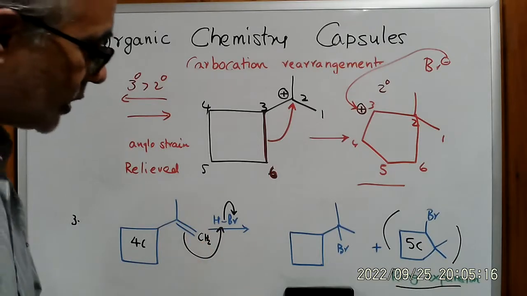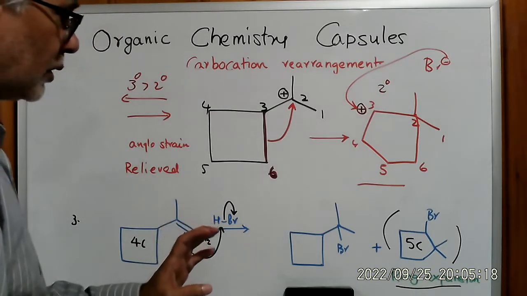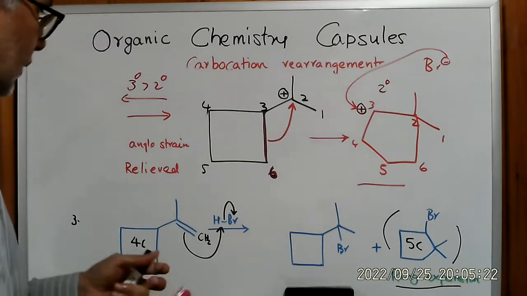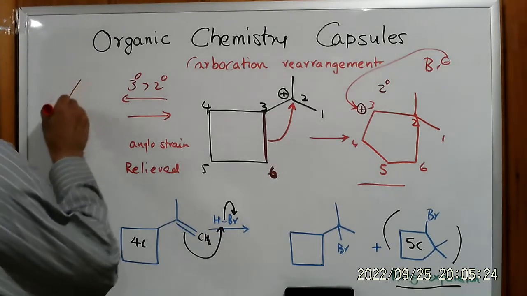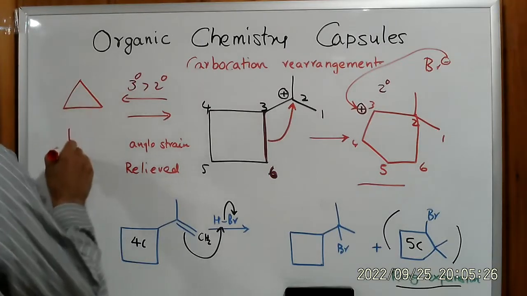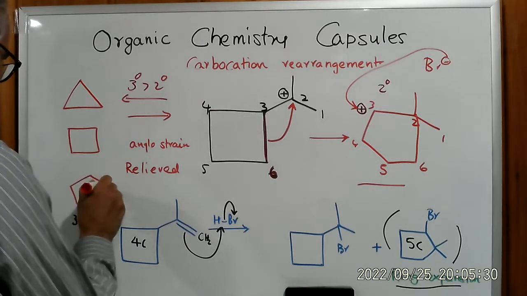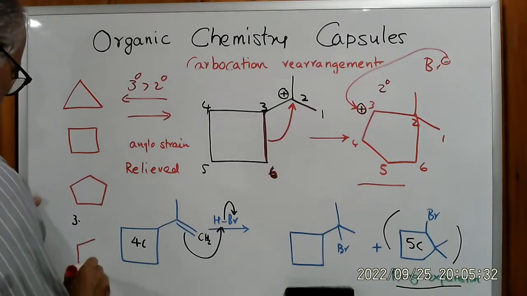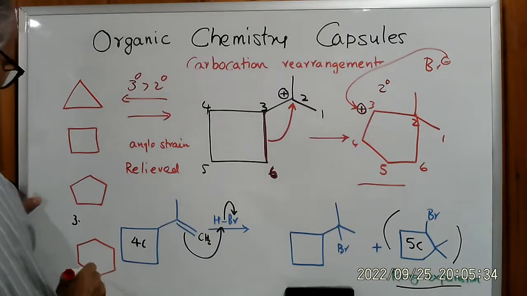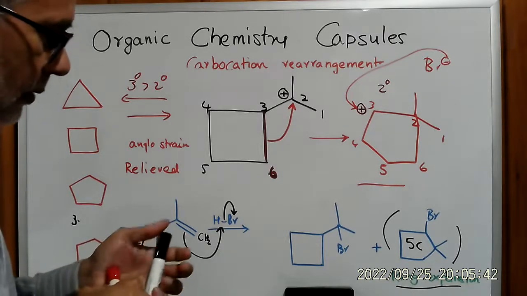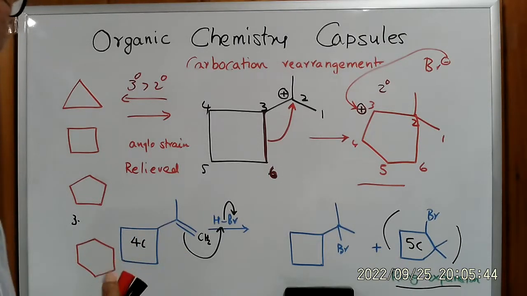In the next video, we'll talk about the stability of cycloalkanes. We have compounds starting from cyclopropane, cyclobutane, cyclopentane, cyclohexane, and so on. We'll look at which one of these is more stable, which is the least stable, and how we determine that experimentally. You can look at some numbers and make sense of those.